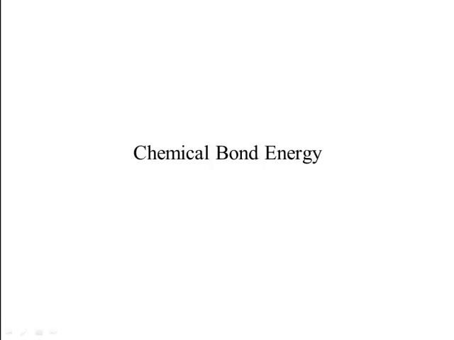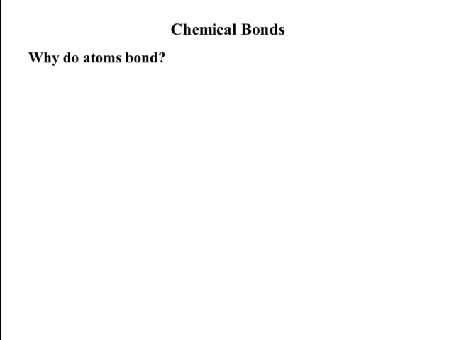Okay, so let's talk about chemical bond energies and how we're going to use these bond energies to help us predict delta H of reactions. Because really in a reaction, those energy changes are going to be associated with these bonds and how they're broken and reformed, and the energy put in to break the bonds and the energy that comes out when the bonds form.